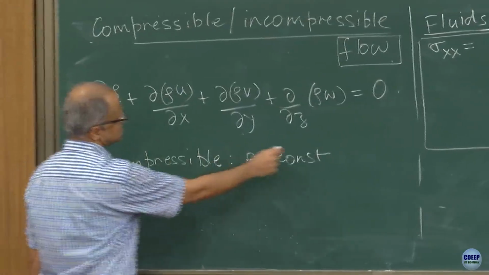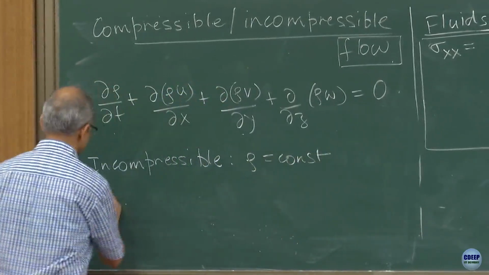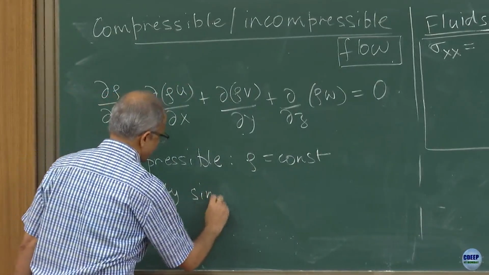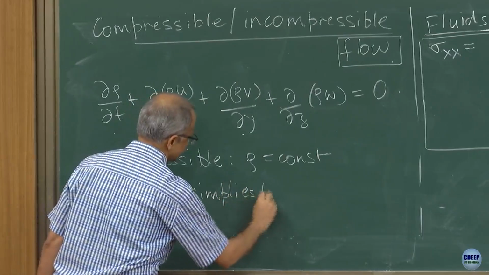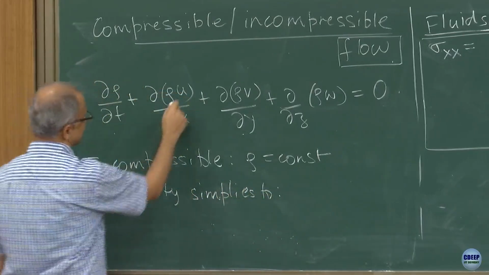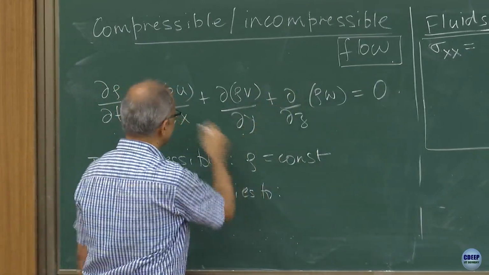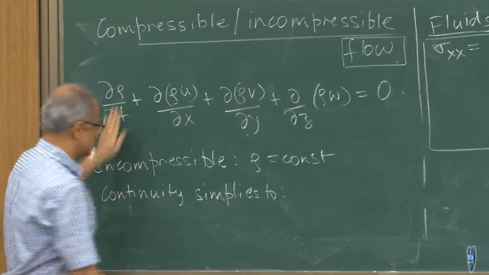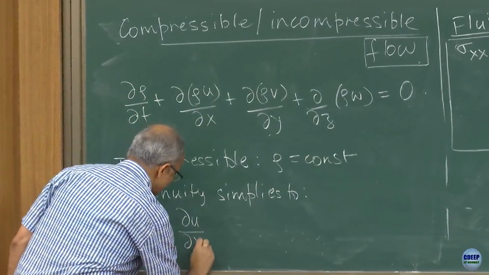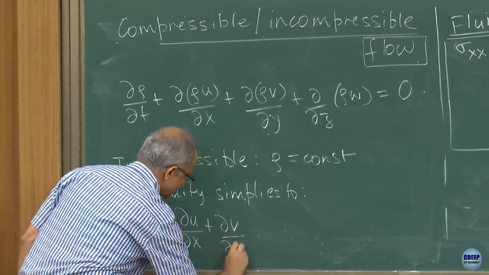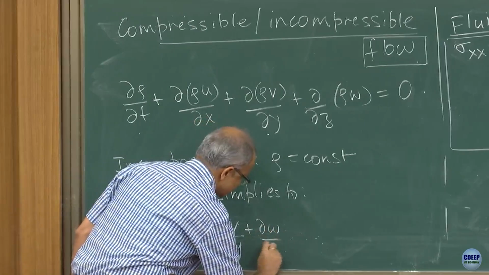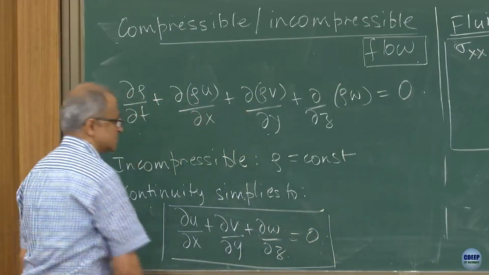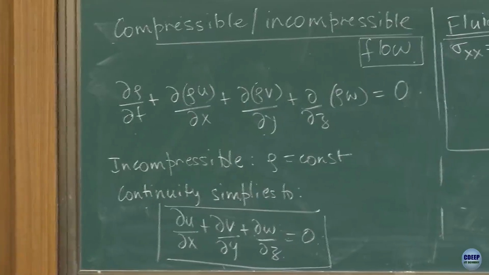Now, if density is constant, then I can look at this equation, and it simplifies. I can get rid of the first term, I can take rho out of each of these equations, and then rho can be removed. So I get dou u/dou x plus dou v/dou y plus dou w/dou z is equal to 0. This is the equation that we get for incompressible flows.